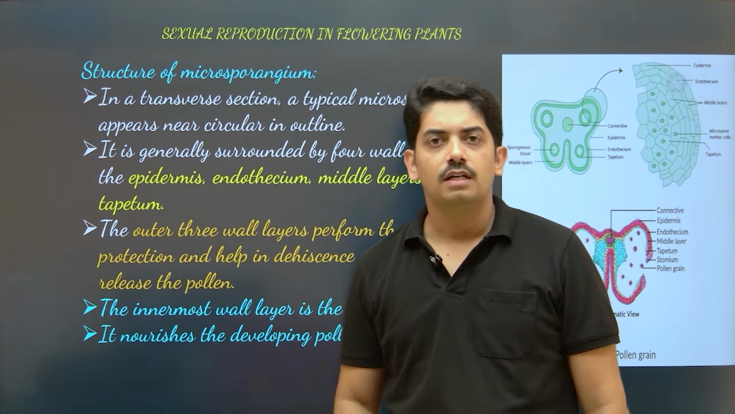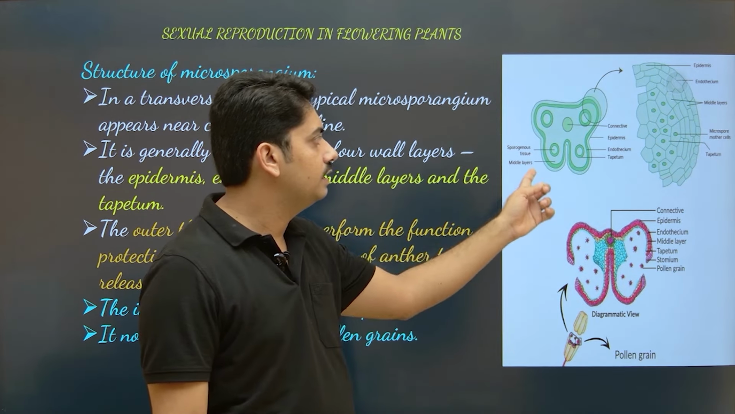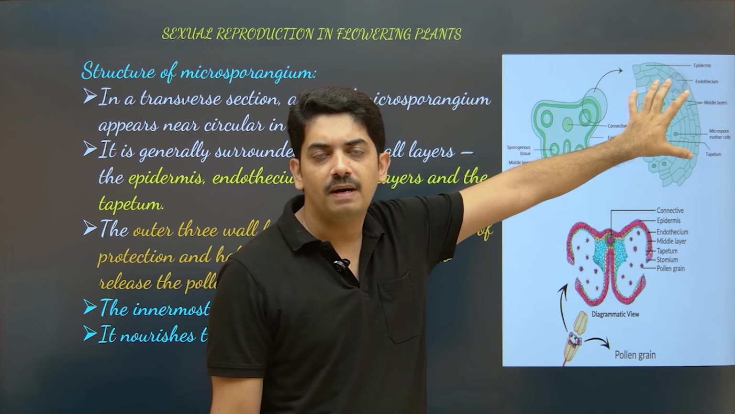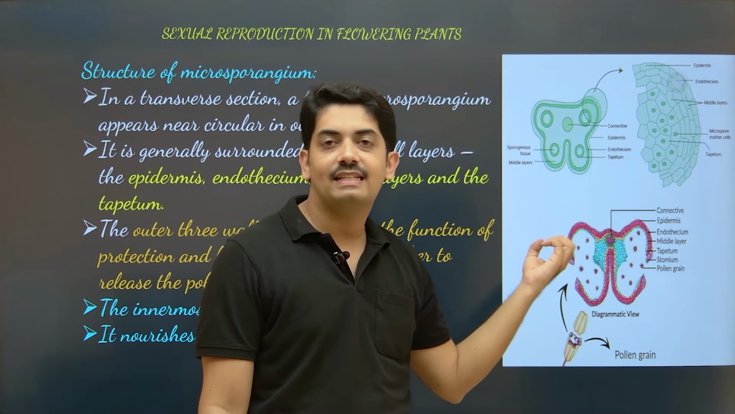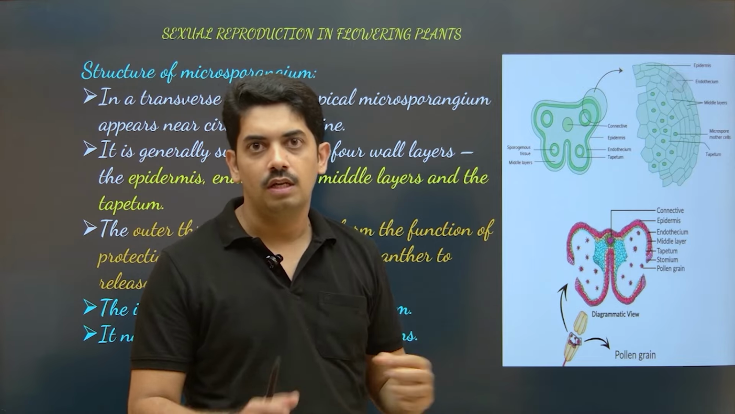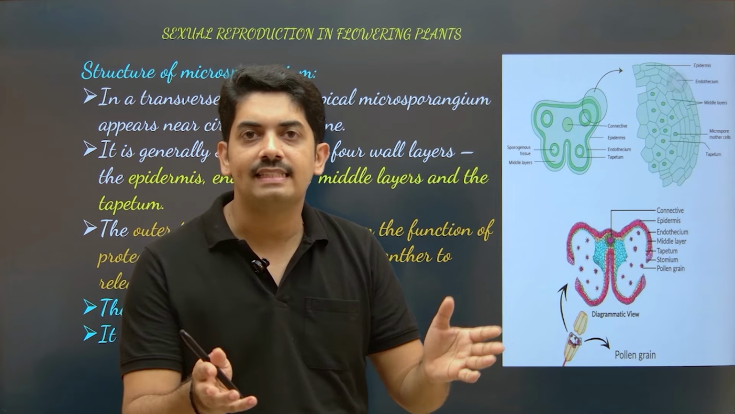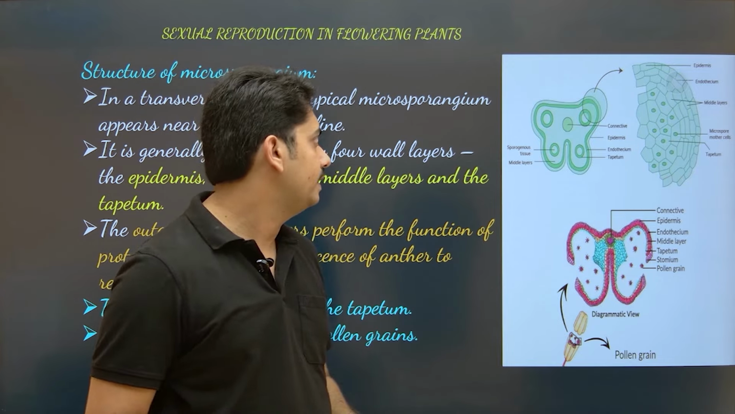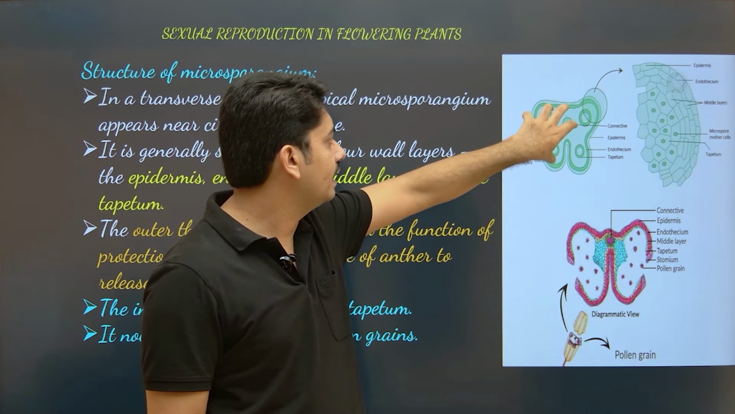Structure of the microsporangium. Just observe here, this is the generalized outline of the anther, and this is one part enlarged. Here you can see the same structure, but in the dehisced condition. That means after maturation, the wall of the anther will dehisce and help in release of the pollen grains to the outside environment. So this is the young anther. Just observe, this is the young anther.